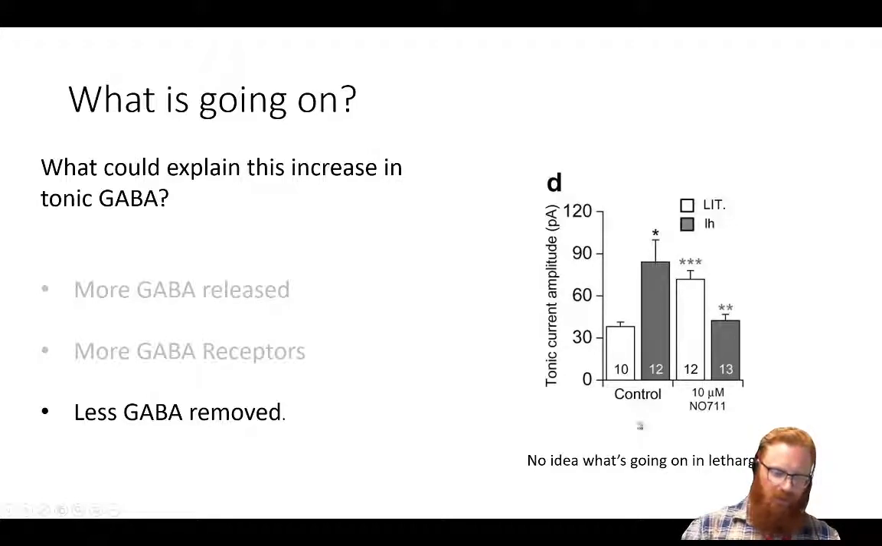Again, lethargic mice provide weird results. Here, the lethargic mice do have an increase in the tonic current, and when they apply NO711, the tonic current actually got smaller in the epileptic animals. They don't talk about this result, unsurprisingly, because it doesn't even agree with some of their earlier ones, and it doesn't really make a lot of sense. But it's impressive that they would report a result that is inherently kind of nonsensical.